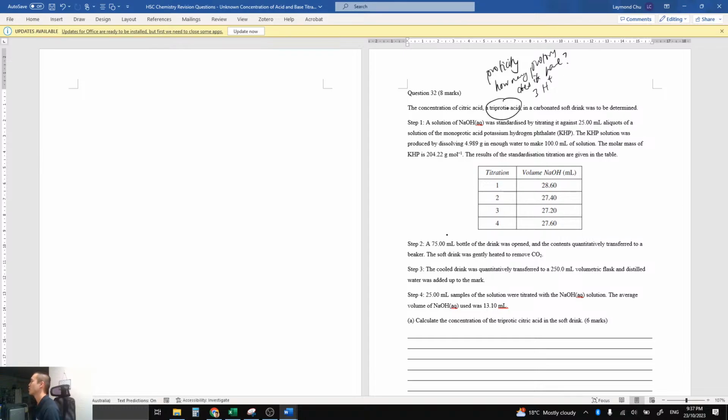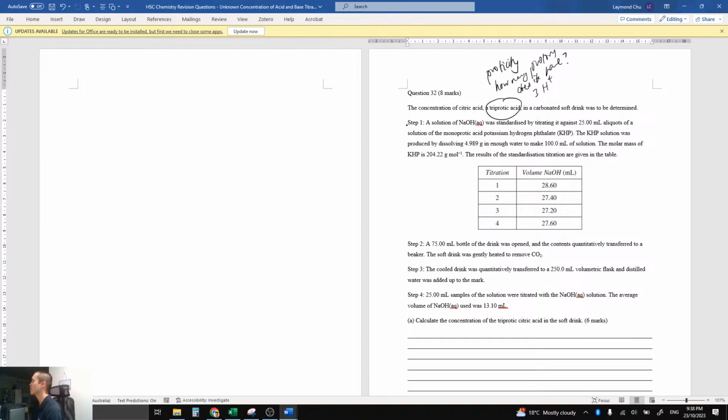Step 2. A 75 mL bottle of drink was opened. The contents quantitatively transferred to a beaker. The soft drink was gently heated to remove CO2. Step 3. The cool drink was quantitatively transferred to a 250 mL volumetric flask and distilled water was added up to the mark. Step 4. 25 mL sample of the solution was titrated with a NaOH solution. The average volume of NaOH was 13.10.